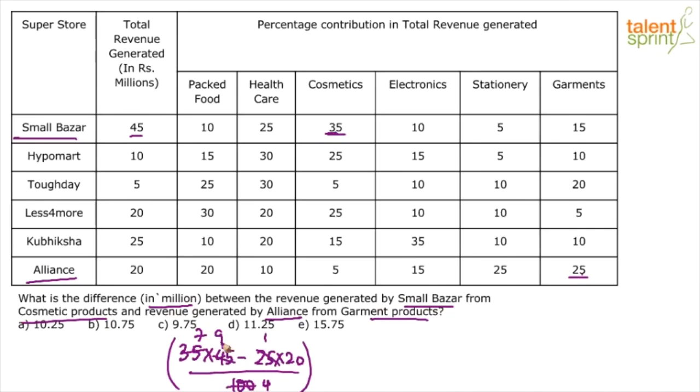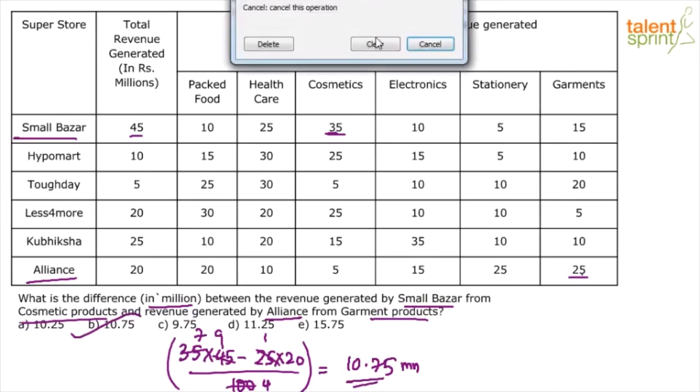So 7 into 9, 63. 63 minus 20 is 43. So 43 by 4. 43 by 4 will be how much? 10.75. 10.75 million, of course. So option B is the answer. And quickly the last one.